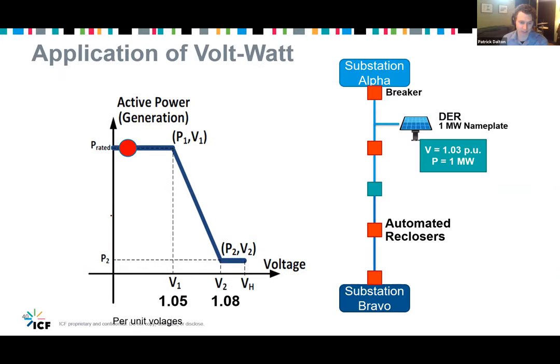It's really pointed to be like a backup type of function. And one example of how this could be used is where there's automation or any sort of system reconfiguration that's needed. So looking at the right-hand side of the screen, we have a DER. It's connected to this top substation alpha. Normally, red breakers are closed, so the top substation is energizing the DER and up to this green open recloser.